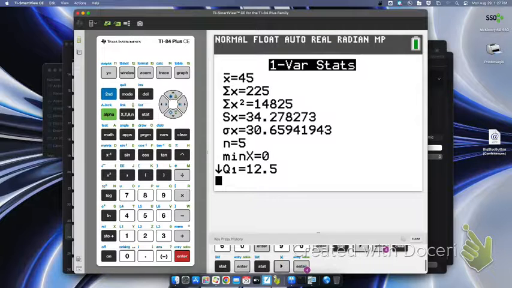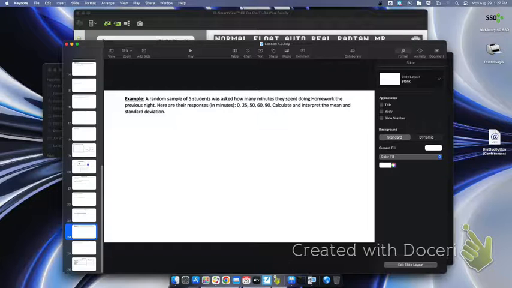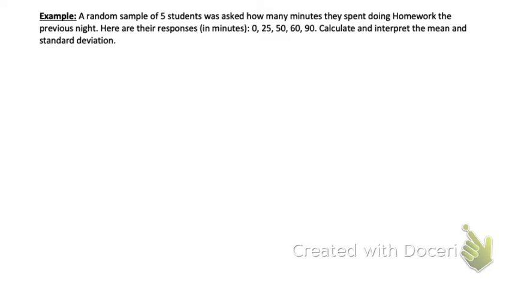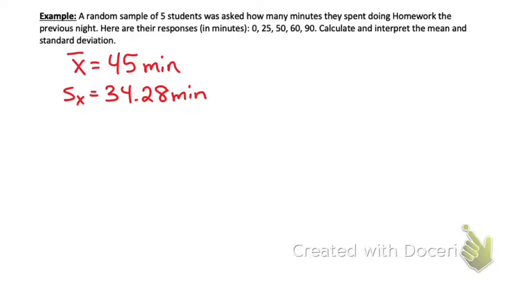All right, so back to our question. We have a mean of 45, so our X bar was 45, and we had a standard deviation of 34.28. Alrighty, so to interpret. Interpret means basically write a sentence saying what this means. This is the most important part of what you need to know how to do for standard deviation, is recognizing when you have a big standard deviation, a small standard deviation, and what the standard deviation means. So, what does it mean? Well, these kids, on average, spent 45 minutes doing homework, give or take 34.28 minutes-ish. That's like the general, what people would say.